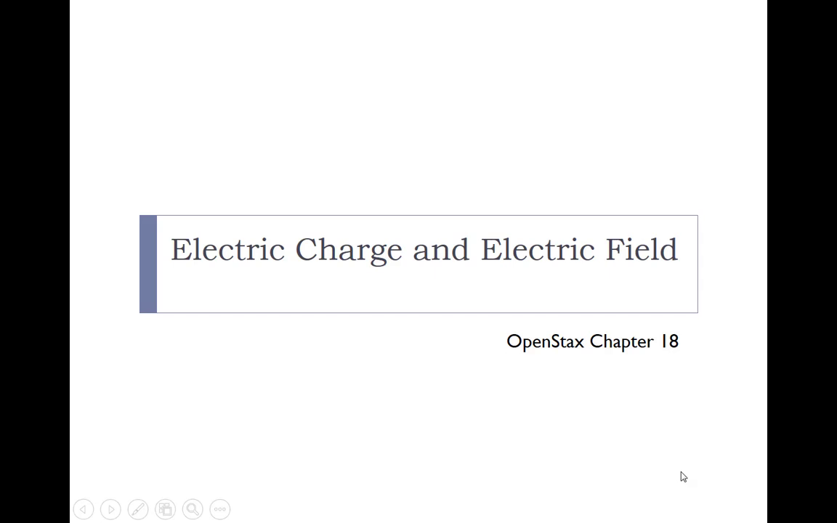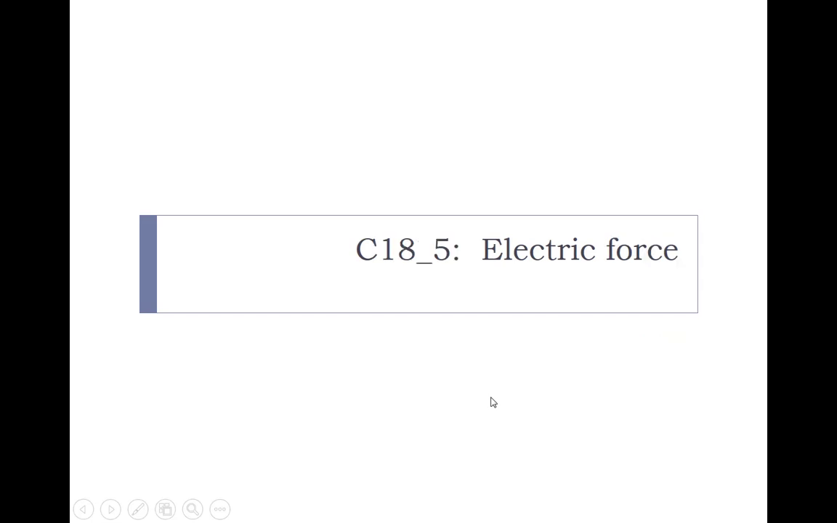Welcome again to Chapter 18. In this part, we're going to look at the electric force. In the previous parts, we've seen how charges attract and charges can repel. The goal of this part is to look at how big that attraction or repulsion is.